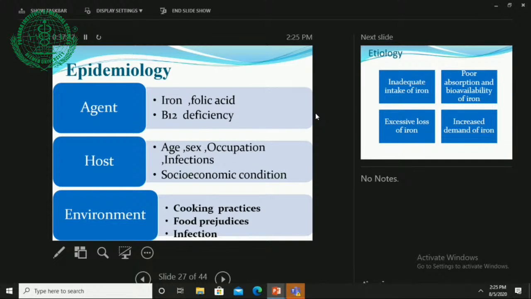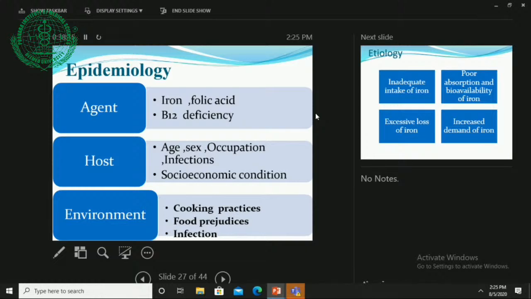Now, most of the times you get a question on giving the epidemiology of nutritional anemia. So if you get that type of question, you answer under these following headings: agent, host, and environment. So the agents for nutritional anemia are iron, folic acid, and B12. So you tell about what is the requirement, and what are the sources from where you can get these agents like iron, folic acid, and B12.